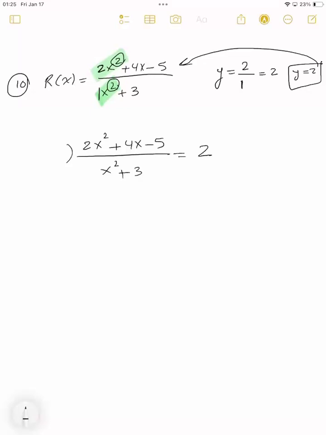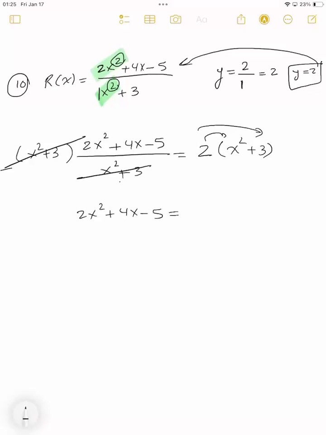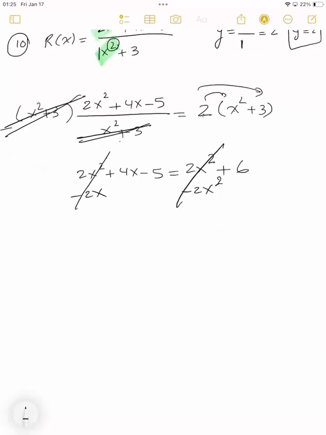You multiply both sides by the denominator x squared plus 3 to get rid of this denominator. Distribute. And we want to solve this equation. So these are gone. 2 times x to the power 2 is 2x to the power 2. 2 times 3 is 6. When you want to solve equations like this and you have x on both sides, you need to move all the x's to the other side. So I get 4x minus 5 is equal to 6.